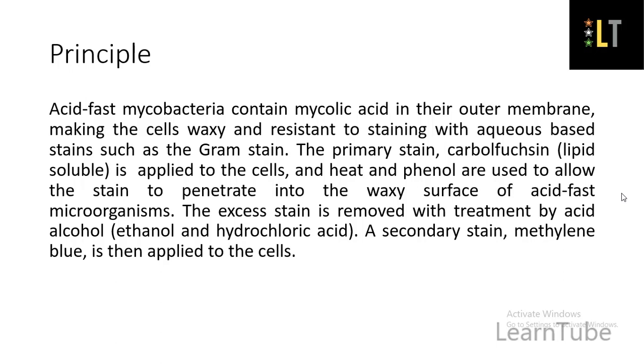So the primary stain, that is carbol fuchsin, is lipid soluble and when applied to the cells under heat and phenol, it helps the stain to penetrate deep into the waxy surface of the acid-fast microorganisms. The excess stain is then removed with the treatment by acid-ethanol, and then a secondary stain is applied, for example methylene blue, in order to stain the non-acid-fast bacteria.